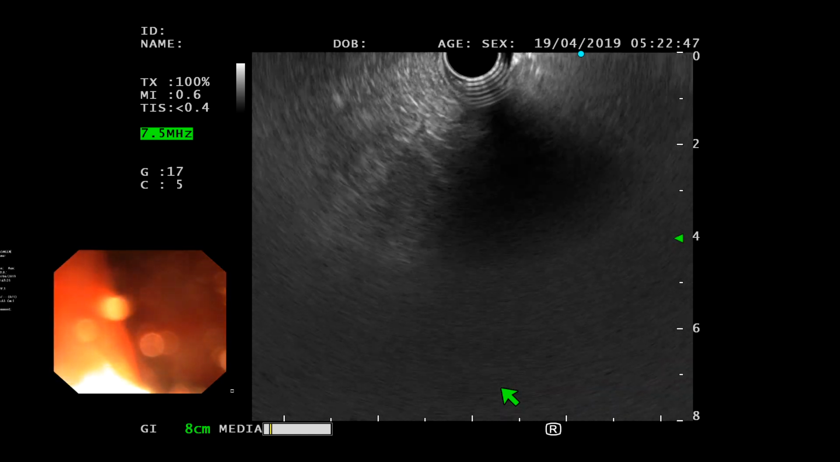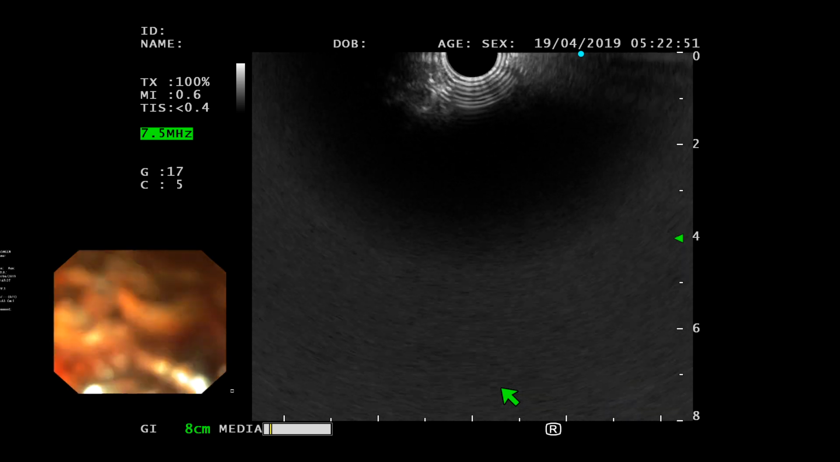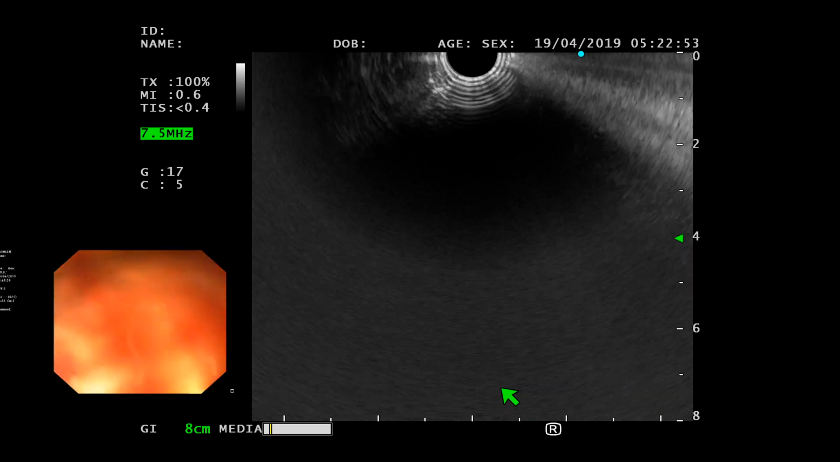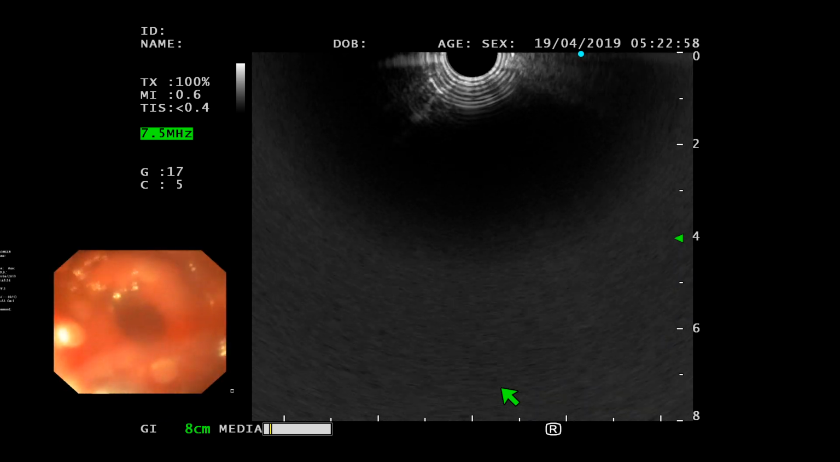So can you guys see the endoscopic image? Yes. Yeah, not terribly clean, is it? No.